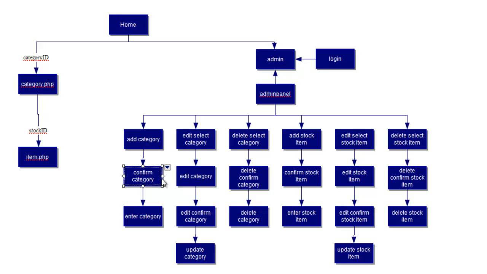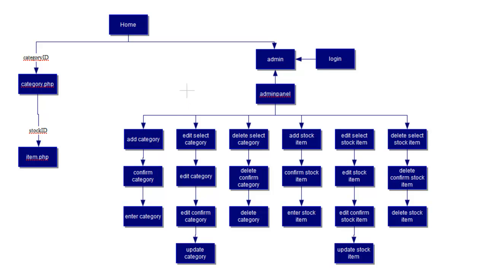If they do confirm it, then it will go to a third page which will then actually physically run the query that inserts the record into the database. If they choose that they made a mistake at the confirm stage, they can go back to the original add category and make a change to it.